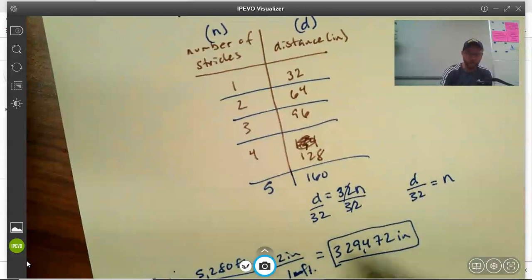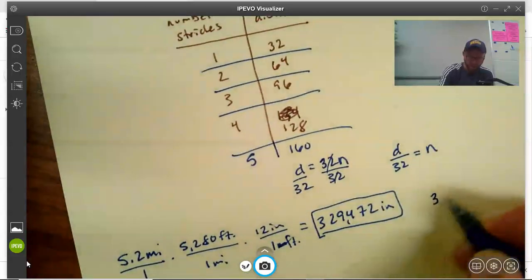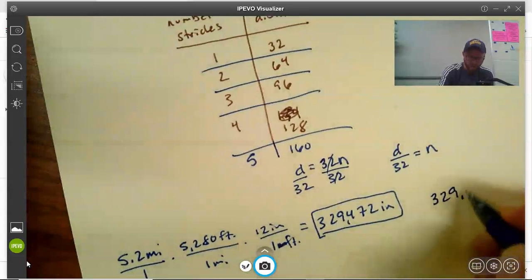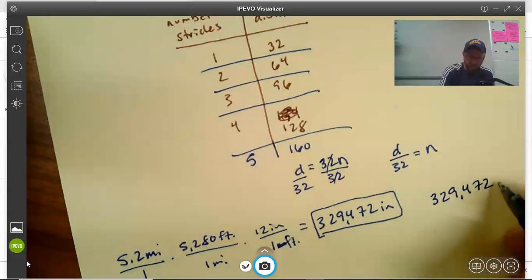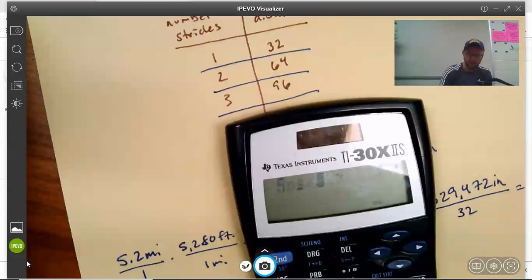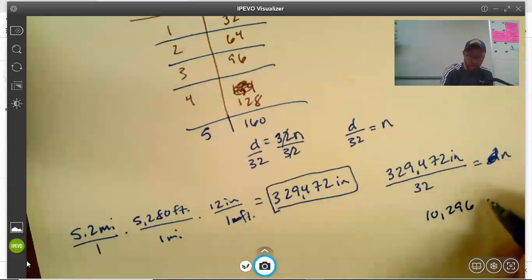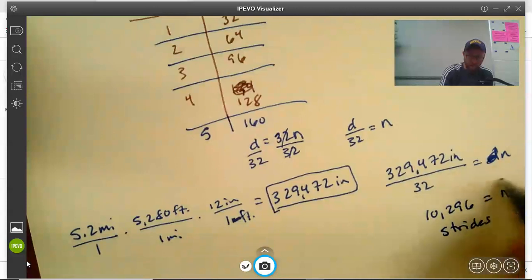So now we've got our d in inches. So we would say 329,472 inches divided by 32 equals, oh, not our distance, but our number of strides. So I'll take that big number, divide it by 32. That's 10,296. 10,296 equals n. And that is strides.